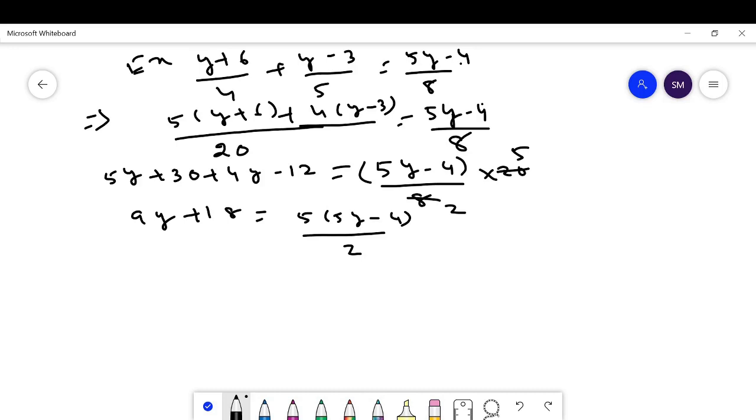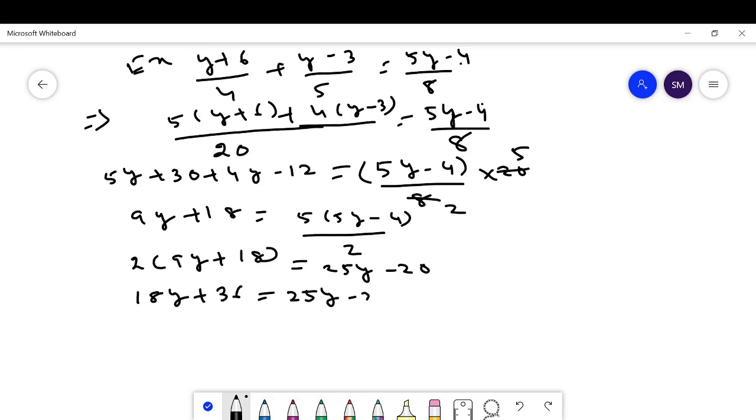Here on the right side 2 is at the denominator. Bring it to the left side and it comes to the numerator. Means it is in division; when it is brought to the left side it becomes product. Multiply with the terms. Then you open the bracket on the right side. 5 into 5y is 25y. 5 into minus 4 is minus 20. Then here also open the bracket. 9y into 2, 18y plus 36 is equal to 25y minus 20.